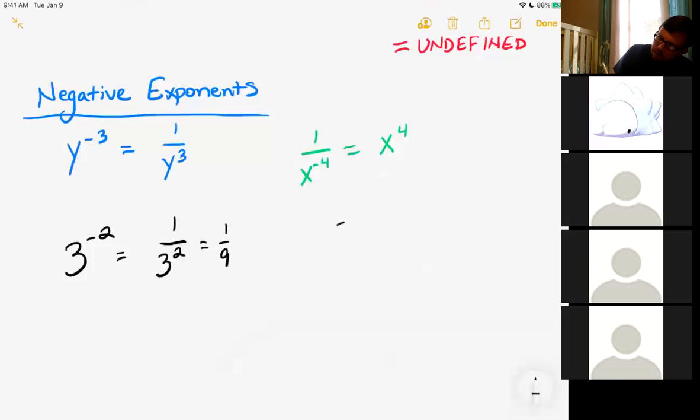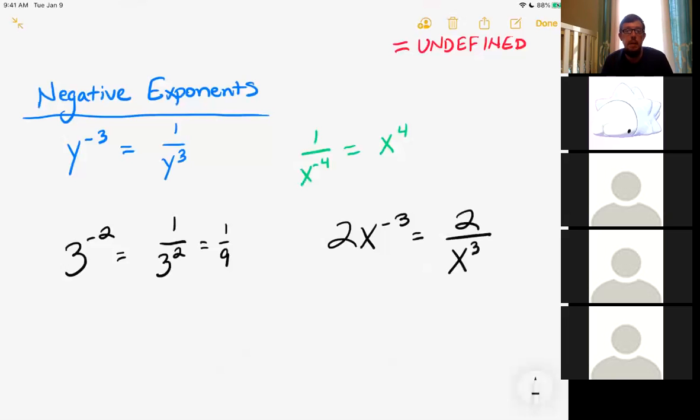Okay, what if you've only got one thing that has a negative exponent? 2x to the negative third power. If that happens, only the thing with the negative exponent moves into the denominator. The 2 doesn't have a negative exponent. It's just 2. So I leave the 2 alone, and the x to the negative third moves into the denominator where it becomes x to the positive third.